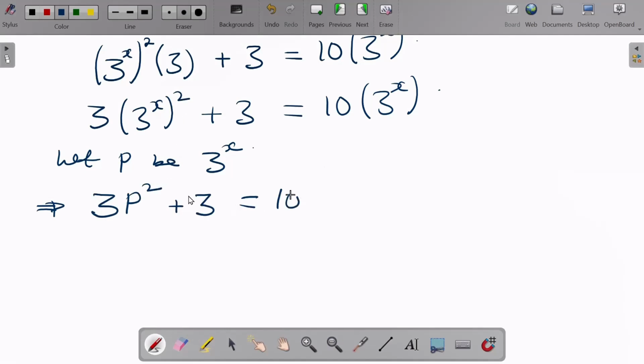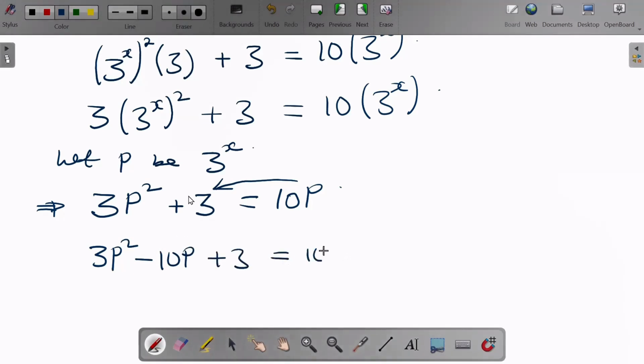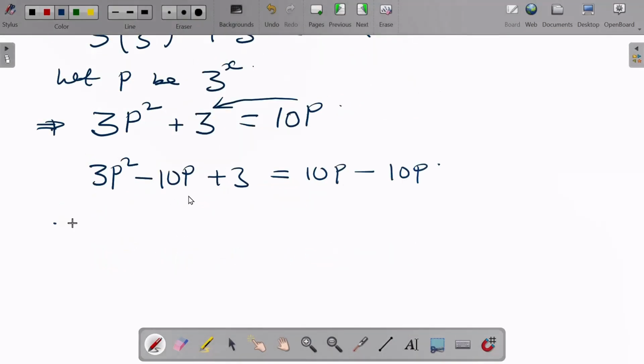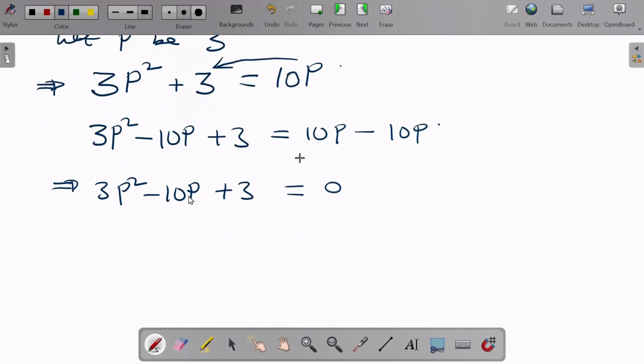So let's now form a quadratic equation by taking this one to the other side of the equation. So we have 3p squared minus 10p plus 3 equals 10p minus 10p. This implies that we have 3p squared minus 10p plus 3 equals 0. So this one is also solved by factorization methods.